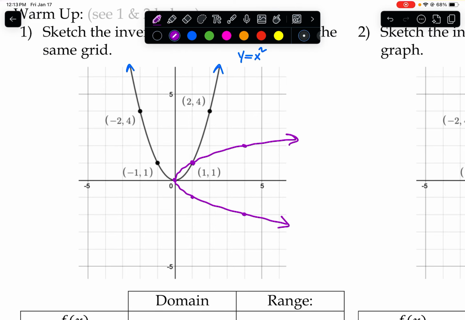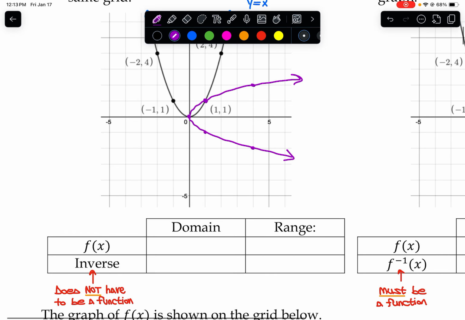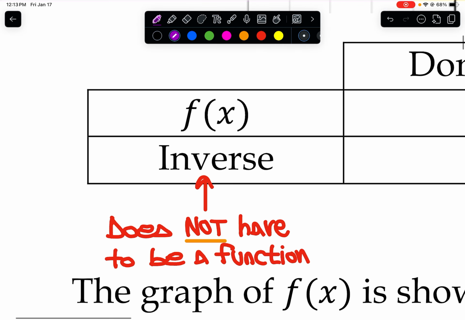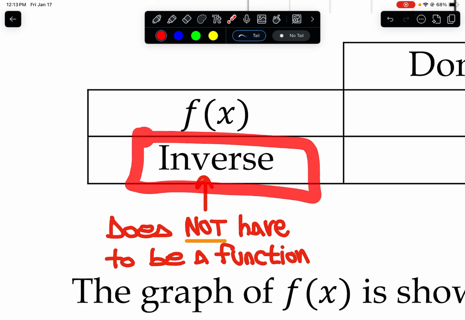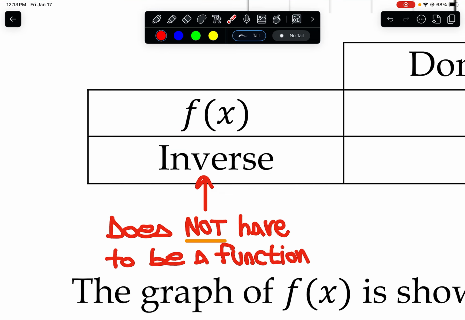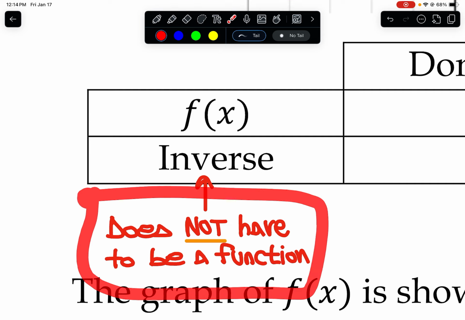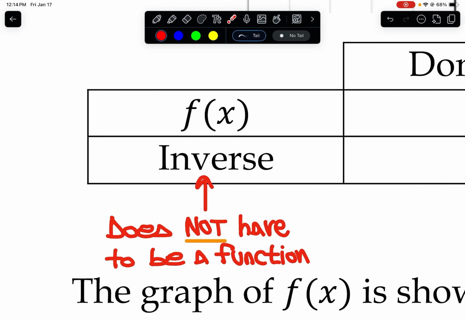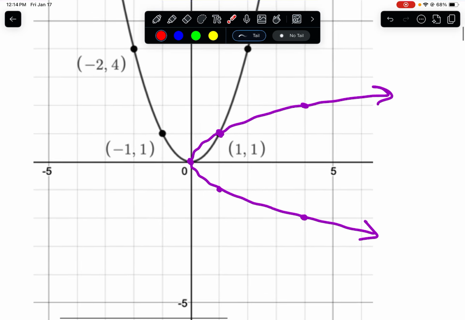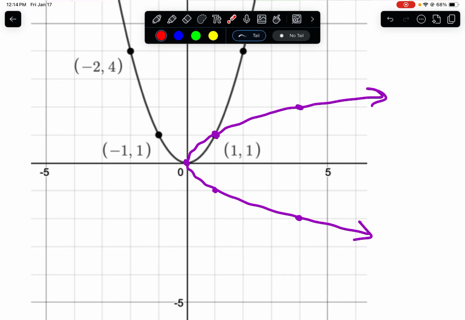All right, so that being said, now we're going to look at the domain and range of these two things. We're going to look at the original function, and then we're going to look at the inverse. What I want you to notice is down here in this box where we have f of x and the inverse. If we label the inverse as just "inverse," as in the English text, then that tells us that it doesn't have to be a function, meaning it doesn't have to pass the vertical line test. So we're just going to take the values as is, or what we see.